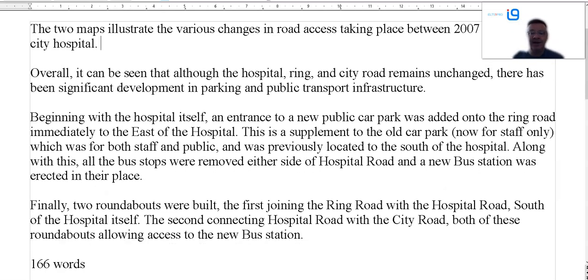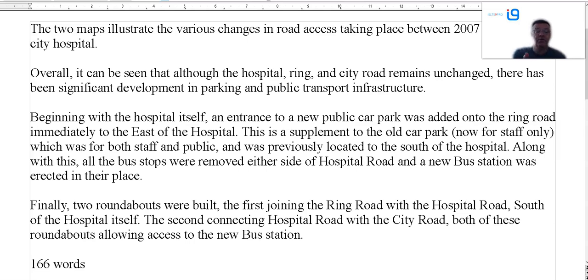Here, again, there's not a lot. So if you saw the previous one, which was the two maps of that park, there was quite a lot of change in the park. So there was a lot of information there. But this one here, there isn't, hence the low word count, and also the sparseness of the overview.